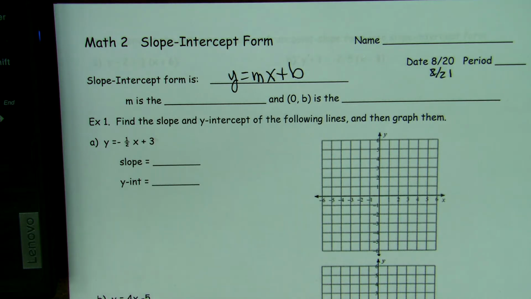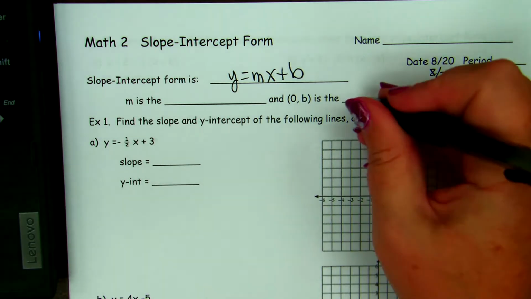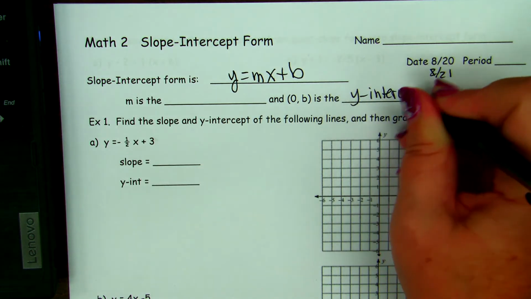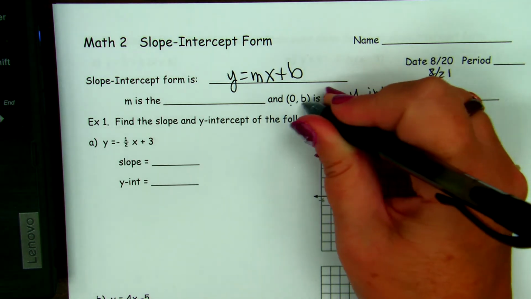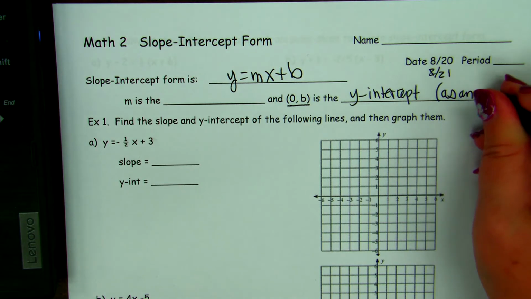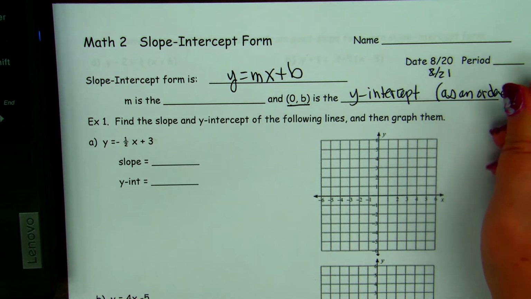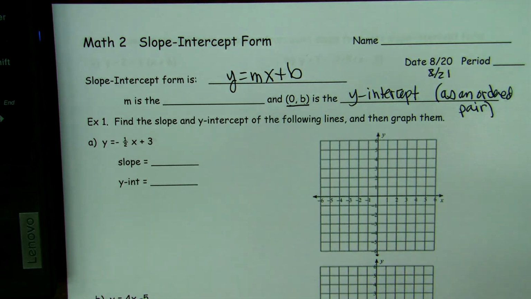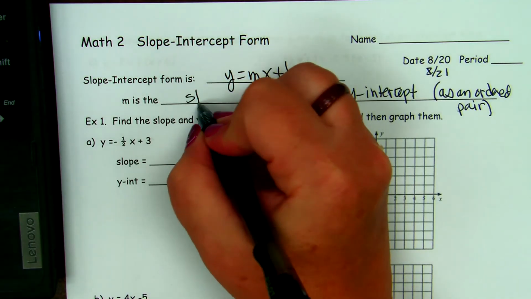Who knows what the b stands for? Does anybody know what the b stands for? B is the y-intercept. But it's (0, b) because it's an ordered pair. It's where it intersects the y-axis as an ordered pair. We're going to write it as an ordered pair, not just as a number. Who knows what the m stands for? Slope.